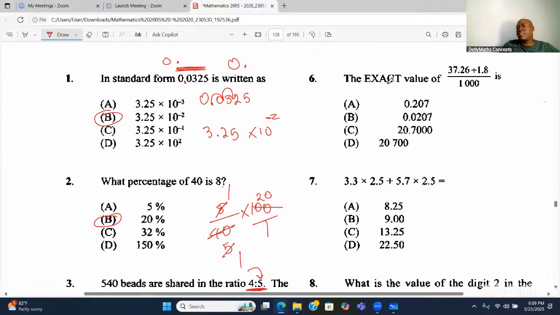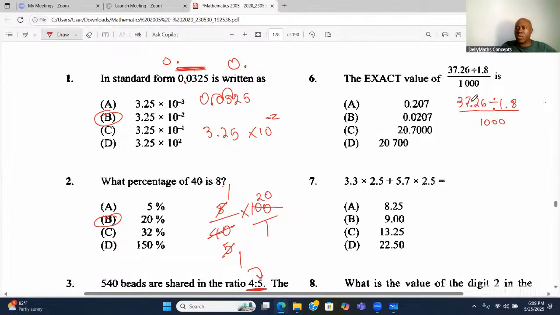So look at this one now. It says the exact value of. Now, as you could see, it wants the exact value of. Let me rewrite this just in case you're not seeing it well. It's 37.26, and this is divided by 1.8, and it is all over 1,000.